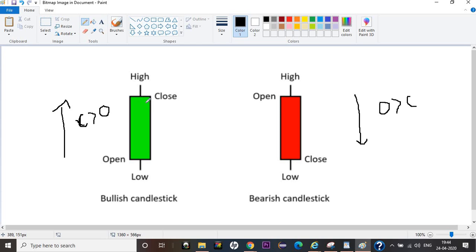Now apart from this, the green and red part is represented as the body, right? So this is the body of a candlestick, and the line you see between the close and the high is known as the shadow. Similarly, this one is known as the shadow, and this and this are known as shadows, and this is the body of a candlestick.